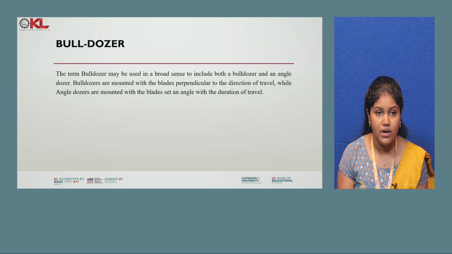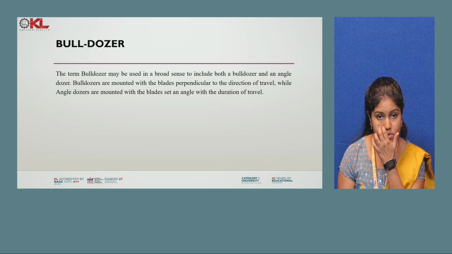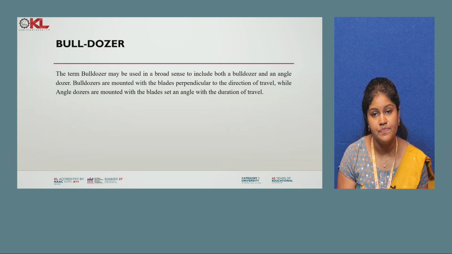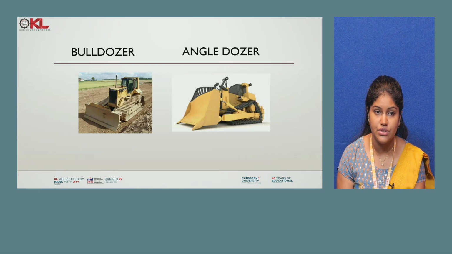After completion of the earth excavation equipment, next coming to the bulldozer. This is also another type of equipment. The term bulldozer may be used in a broad sense to include both a bulldozer and an angle dozer. Bulldozers are mounted with the blades perpendicular to the direction of travel, while angle dozers are mounted with the blades set at an angle with the direction of travel.